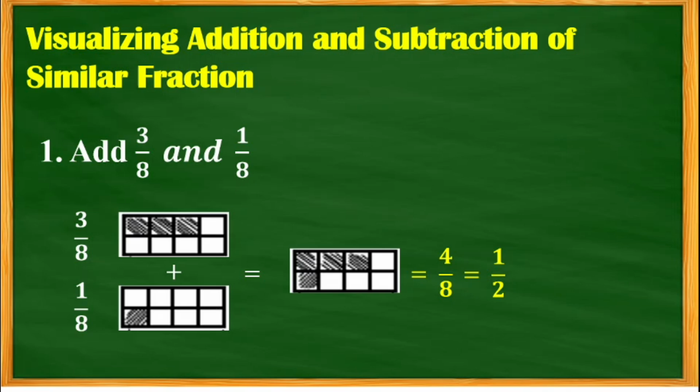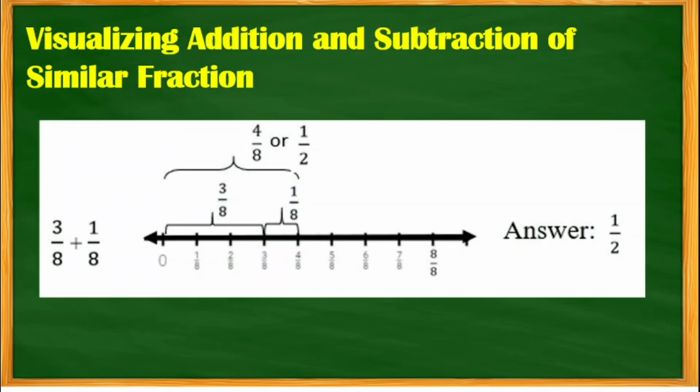Okay, let's try another example. This time, we're going to use the number line. 3/8 plus 1/8. The number line is in 8 equal parts. So we have 0, 1/8, 2/8, 3/8, 4/8, 5/8, 6/8, 7/8, and 8/8. Now, let's start with 3/8. We're going to move 1, 2, 3. So this would be 3/8.